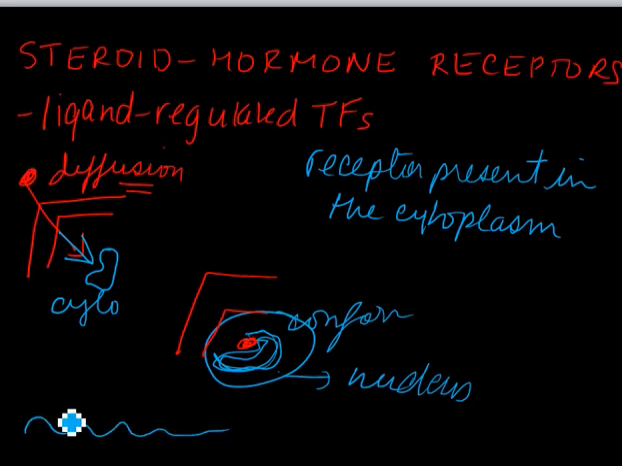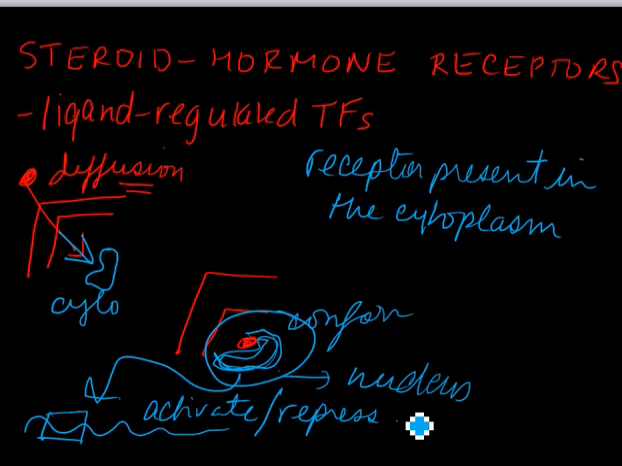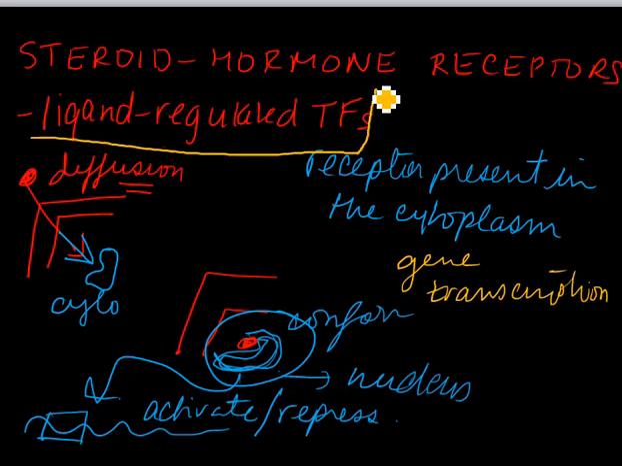So you'll have your DNA, and say this is my promoter. So these things will bind here. Either they'll activate transcription, or they can repress transcription, depending on the kind of signal. So this interaction gives rise to an increase or decrease in the rate of gene transcription. So they affect gene transcription, right? Just remember this word, ligand-regulated transcription factors, and the whole story will come to your head. Because as soon as you see transcription, you know what we're talking about.